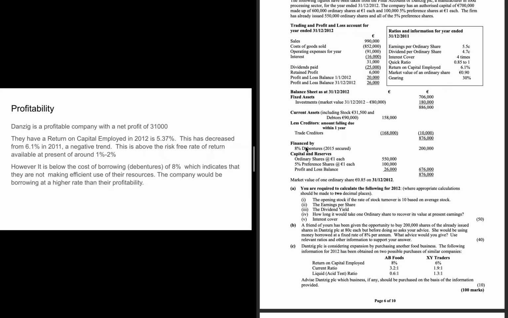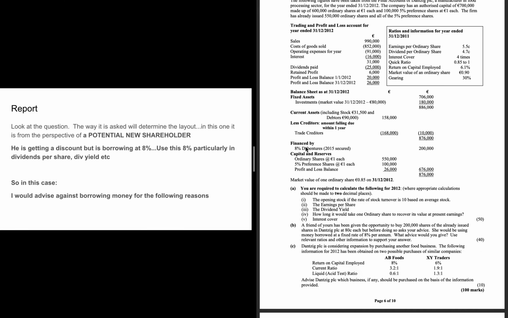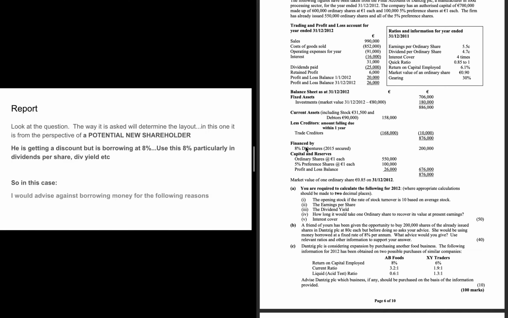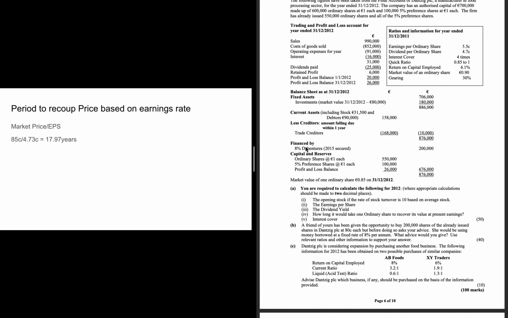Now in the marking schemes, I checked these afterwards, and I really should have adjusted mine. We'll look at this in class after Easter. They put in the period to recoup the share price, based on the 80 cent. So I'll do it after Easter. But if you took the 80 cent, if you change this.